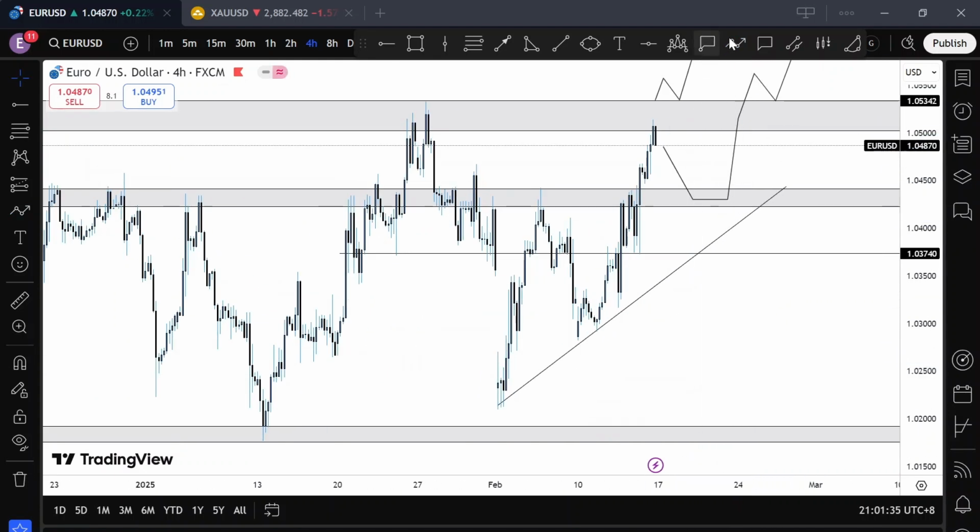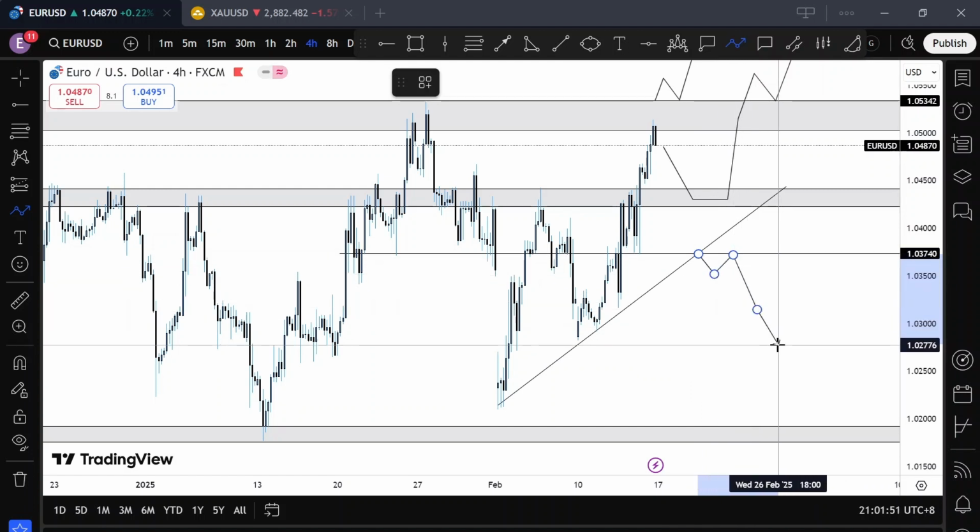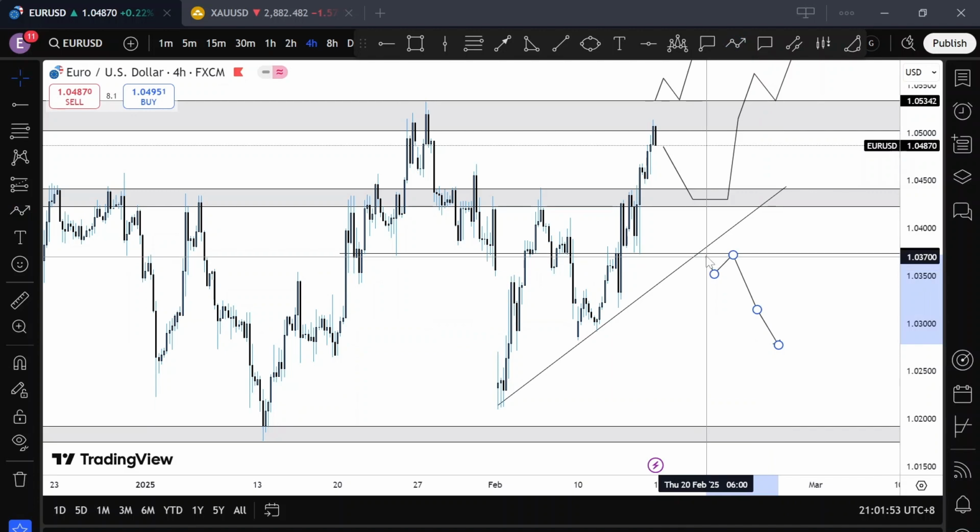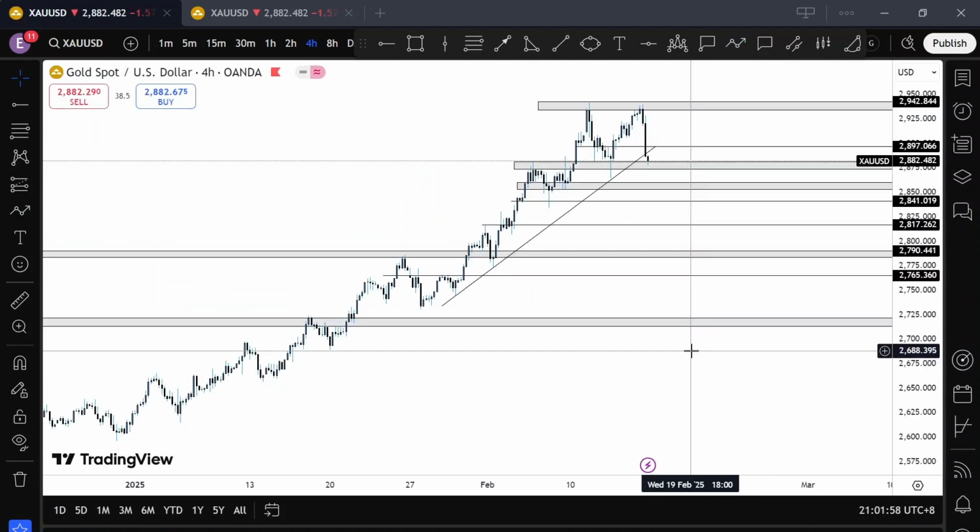Lastly, the only way I'll be anticipating sales is if price comes to break this support region here of 103.80, 103.77. If it breaks it with the help of this upward trend line as a confluence, we look for a break, a retest, and then maybe look for opportunities to sell. Alright, something like that. And then we do have gold.